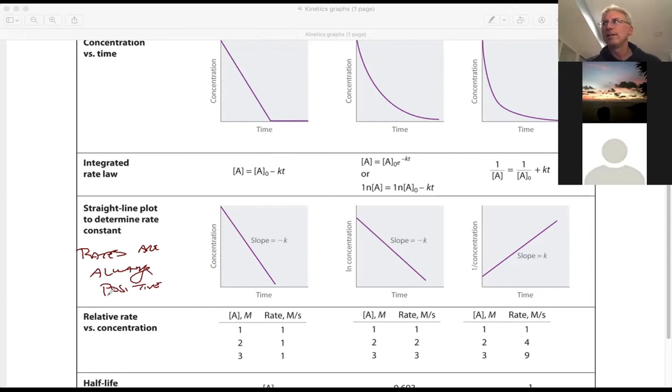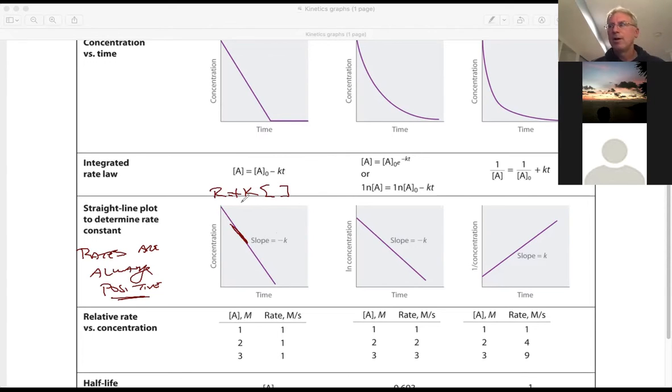So in order to always get a positive rate, so rate equals K times some concentration, if my slope is negative, they just want you to make it positive. Whether your slope is negative or positive does not matter. Your answer is always positive. Does that make sense? Yep.